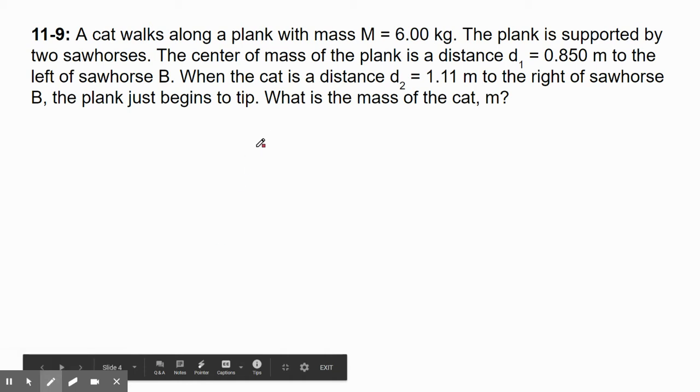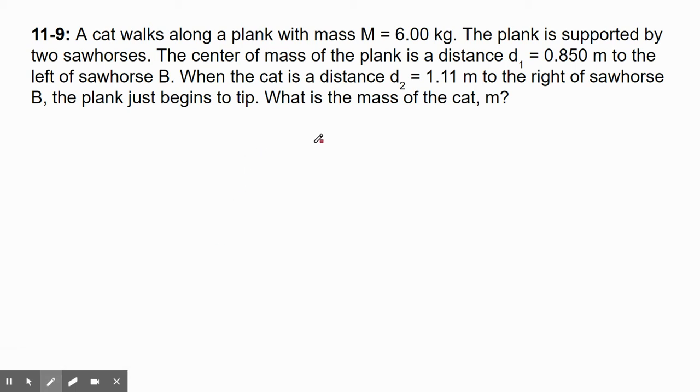Okay, so this one's going to be slightly more involved. We don't have an image, so we're going to draw one. And if you would like to take a moment and try to sketch this on your own and then watch how I sketch it, that's fine too. So a cat is walking along a plank. So here's our plank. I'm just going to write cat. There's our cat.